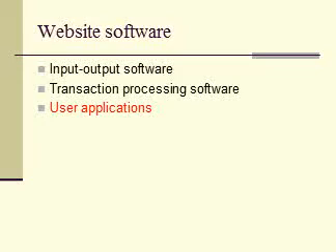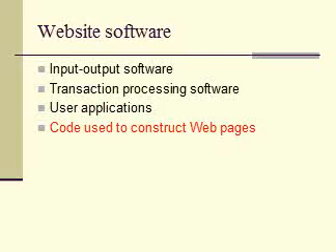A third type of website software is the user application, which takes the place of software programs that have traditionally been purchased by individual users. Examples are online accounting systems and online research services. A fourth type of software is the code sent over the internet to the user, which tells the user's browser how to construct the web page seen by the user.